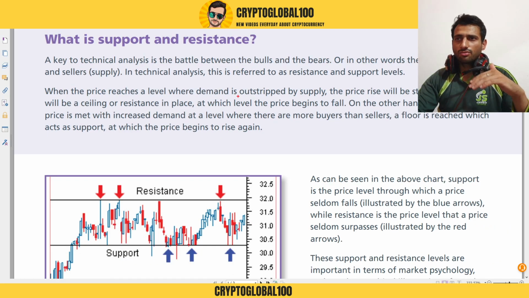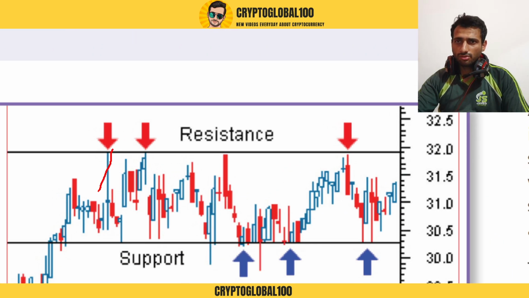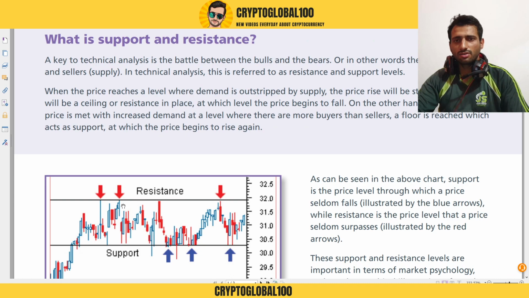Now, when a price reaches a certain level where the demand is outstripped by supply, the price rise will be stunted and there will be a ceiling, or resistance, in place. It shows that when the price is going to rise like this, and there is a lot of supply, then the price is not going to move in the upside direction. Simple as that. Okay, in simple words.